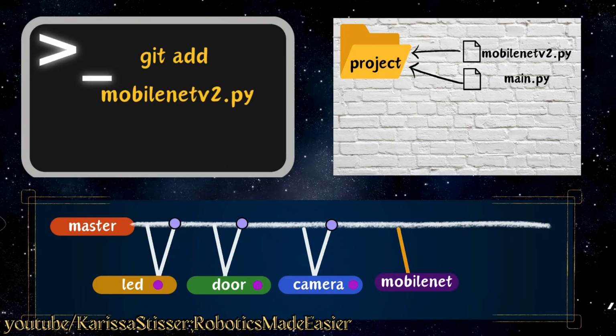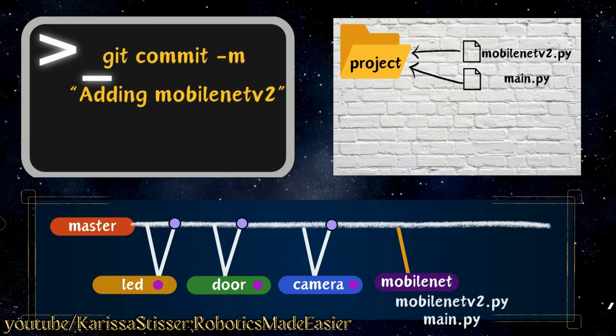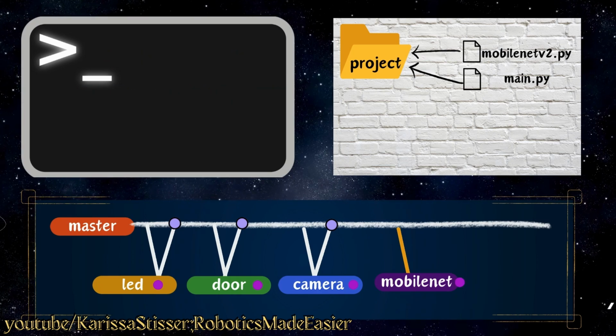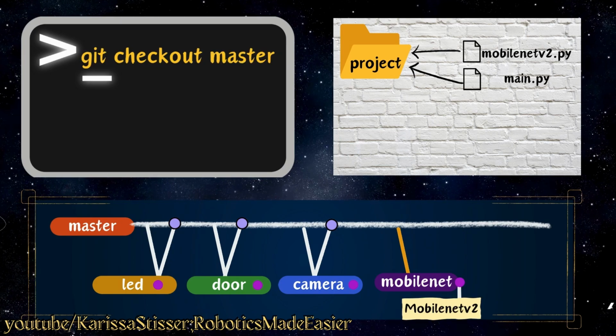Let's add MobilenetV2 and the main Python files for staging, and we'll commit it. And we don't want to merge our code into master, but we want it available in case we want to check it out in future, so we'll tag and check out master.